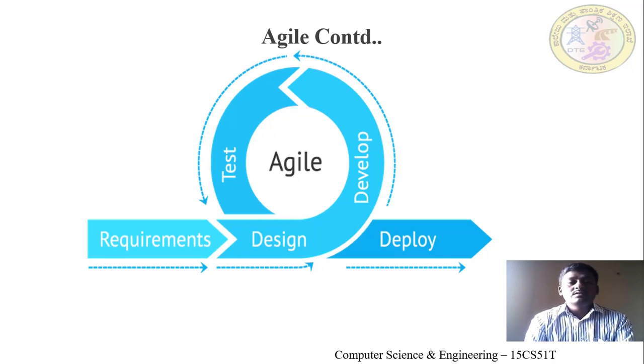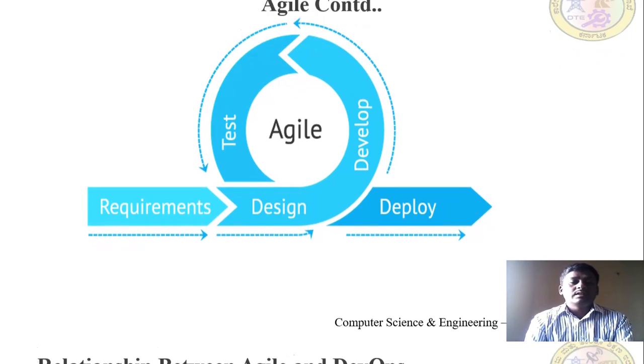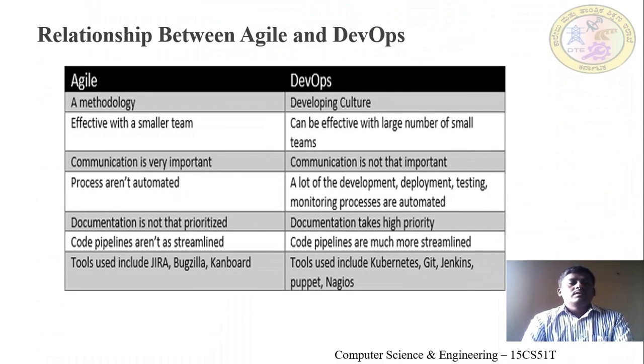These are some of the concepts that are involved in agile. Now we'll come to know the relationship between agile and DevOps. What are the features in agile, and what are the concepts they are going to use in DevOps? Agile is a methodology. DevOps is a development culture.